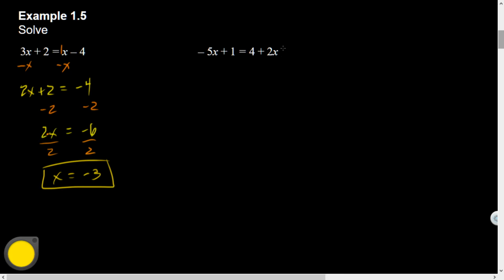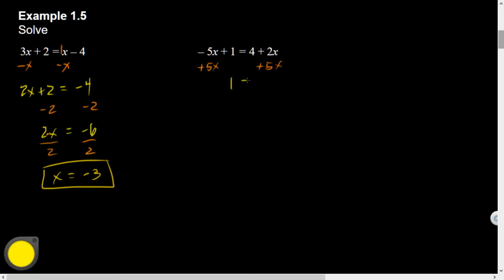All right, next one. I've got variables on both sides. Which terms have variables in them? Yeah, the 2x and the negative 5x. They're on different sides of the equal sign, so I cannot just willy-nilly combine them. I've got to move one to the other side. Which is smaller? Negative 5. This isn't your only option, this is just my recommended outcome. Let's move that negative 5x. The way I move a negative 5x is by adding 5x to both sides.